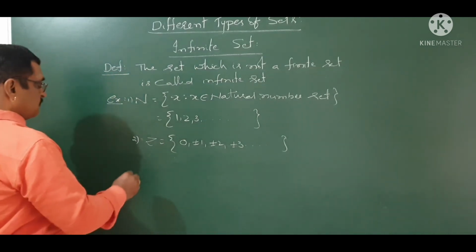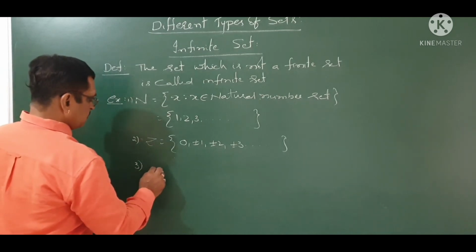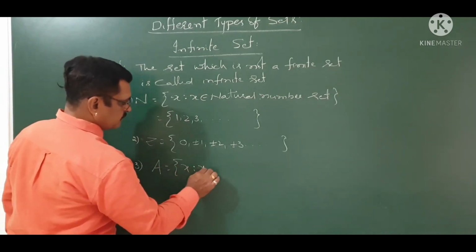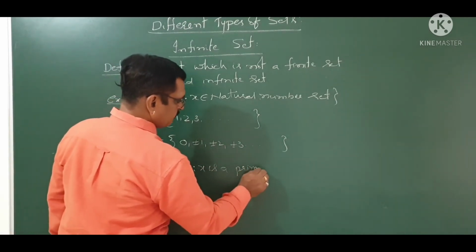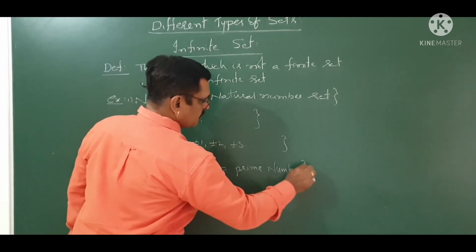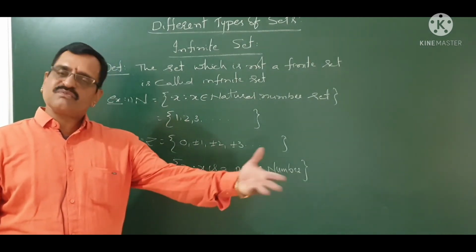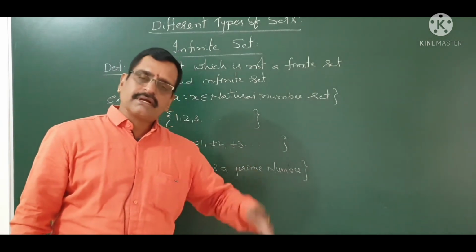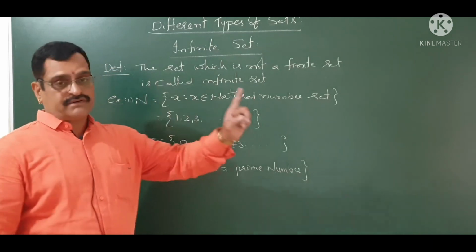Or we can have one more example. A is the set of x such that x is a prime number. So far, no one could find the largest prime number. Therefore, the set of prime numbers is continuous, or the set of prime numbers is infinite.